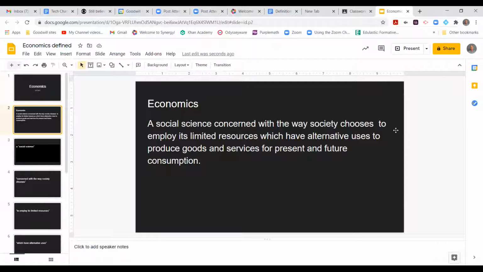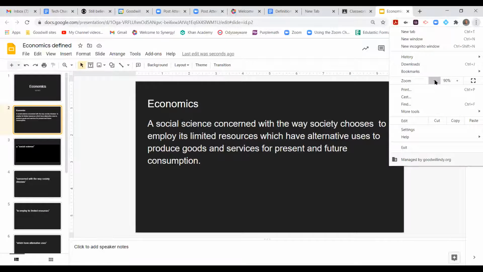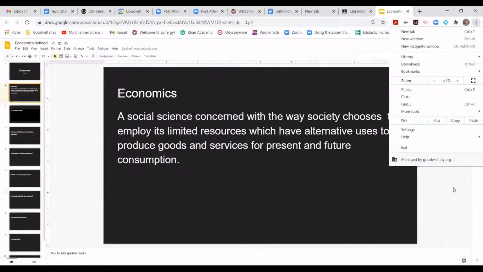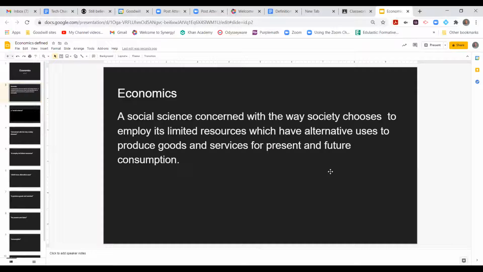Brighter? I know the projector in here is not very bright. Yeah, I don't know how to make it any brighter though.